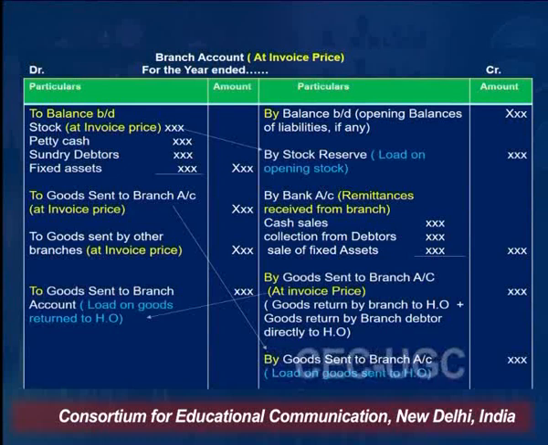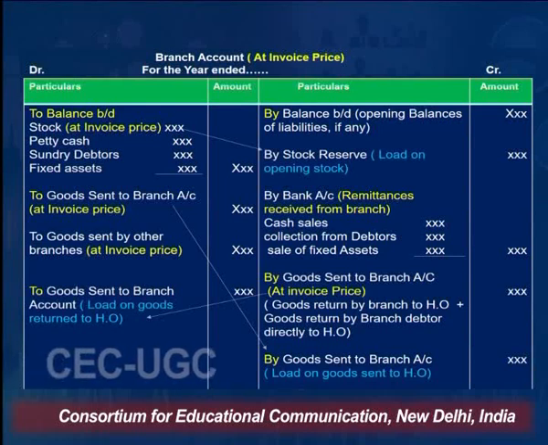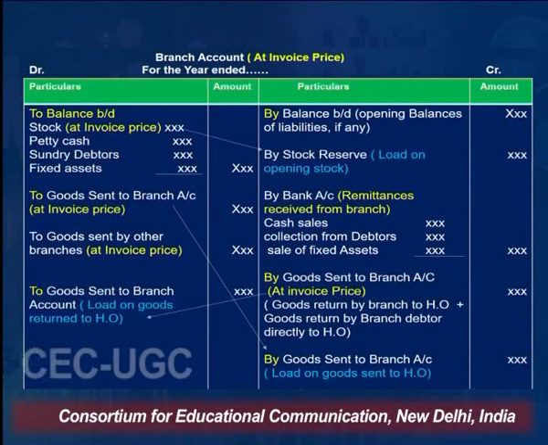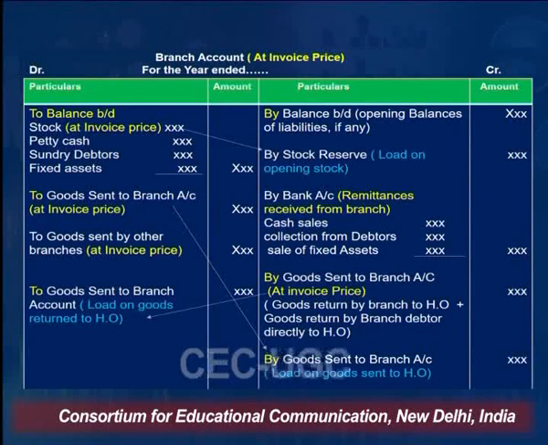Then the next item, goods sent to branch, is also appearing at invoice price. The next item, goods sent by any other branch. If it is given in the question that any other branch has sent goods to our branch, that is also shown here at invoice price. The next item, which is on the credit side, pertains to the goods sent to the branch. It is shown with the same name, that is, goods sent to the branch only.